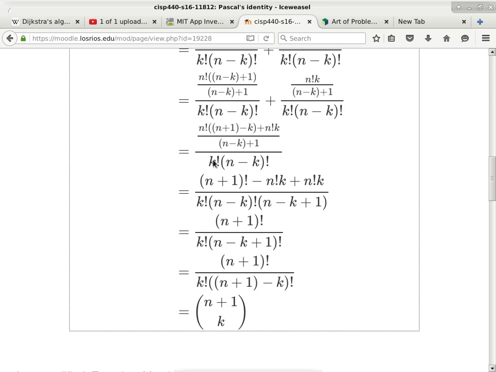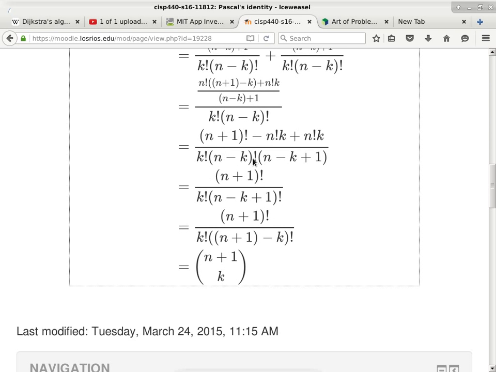So how do we do this? I move this denominator into the common denominator, and because of that, we can now have (n minus k) factorial times (n minus k plus 1). So the whole thing becomes (n minus k plus 1) factorial. The top becomes just (n plus 1) factorial because these two terms cancel out.